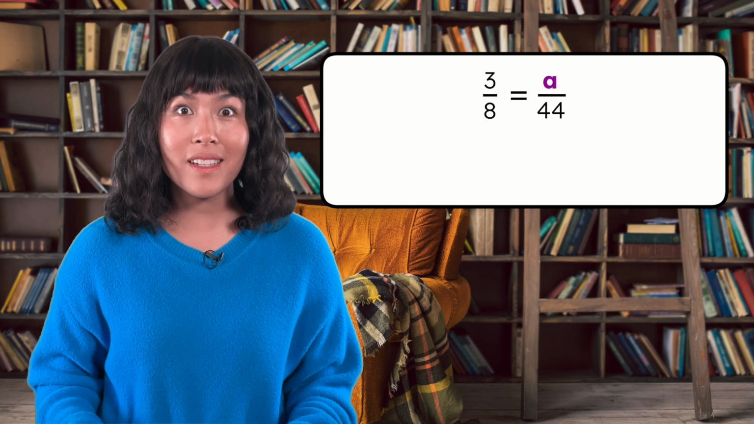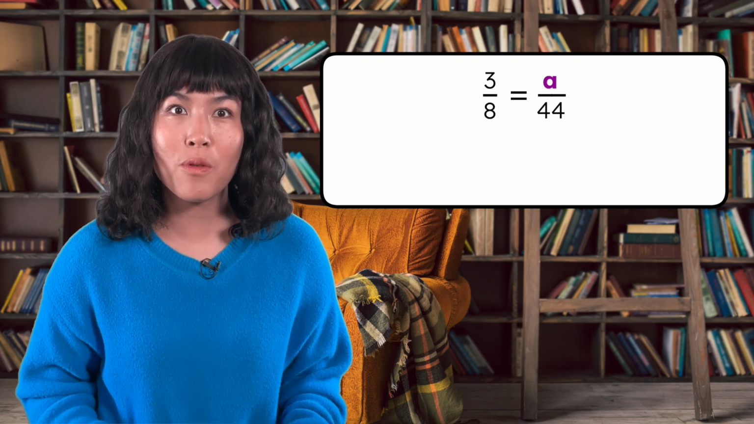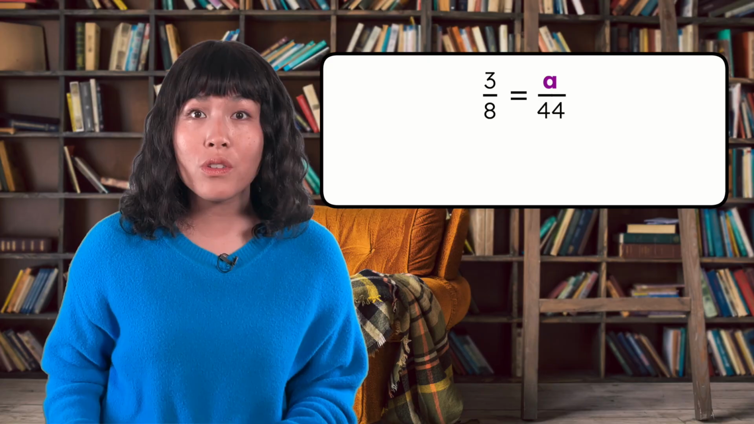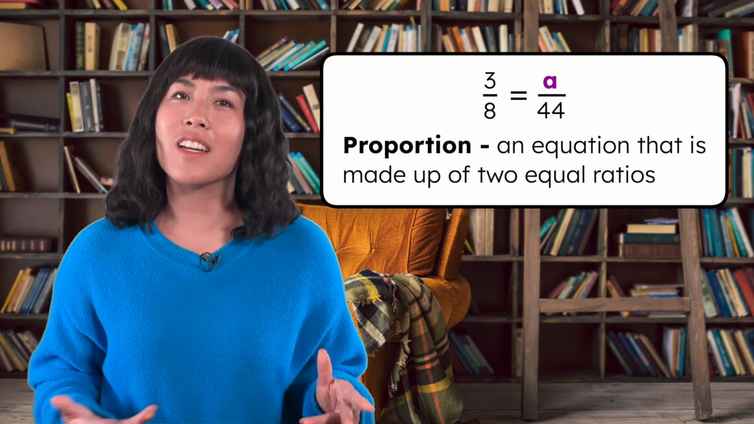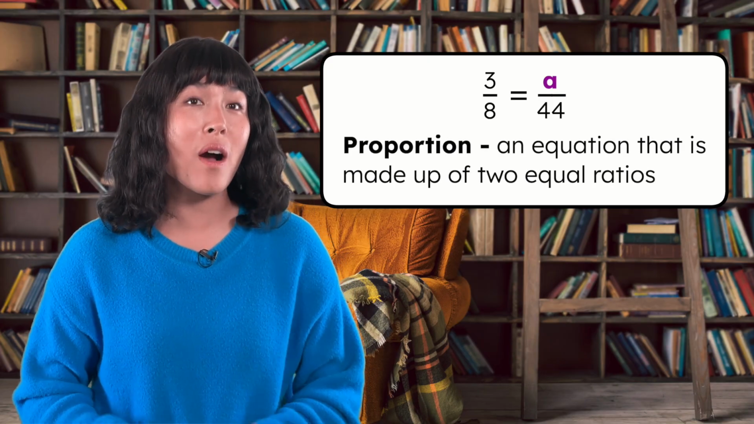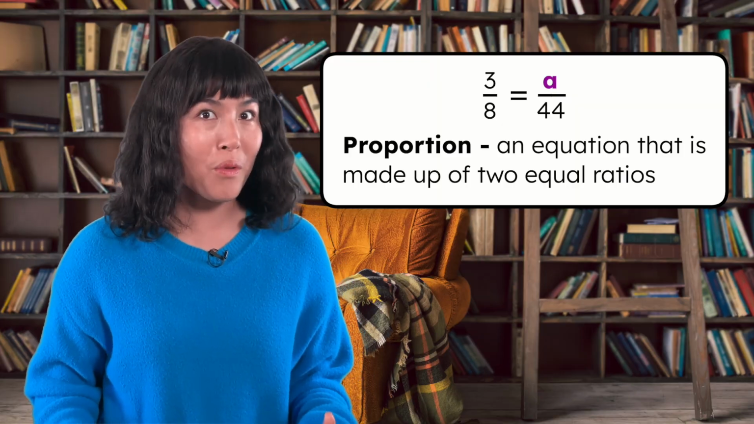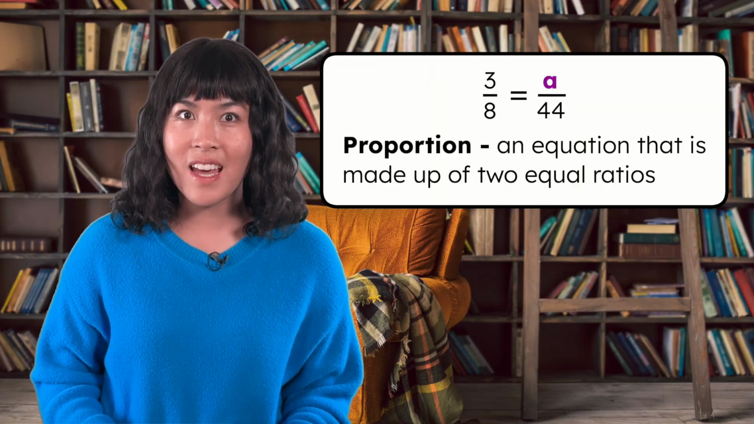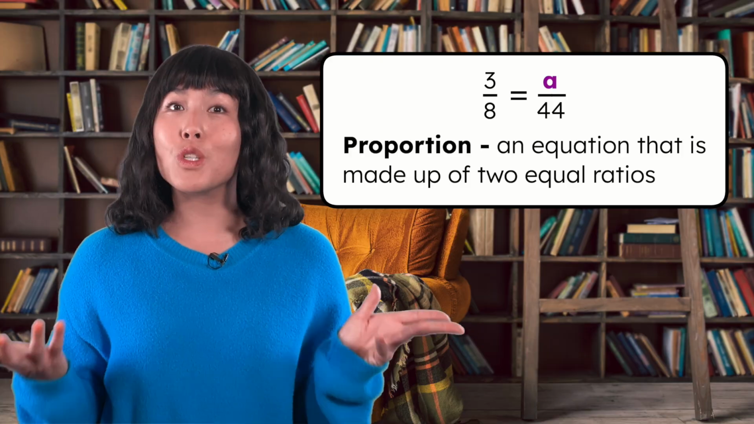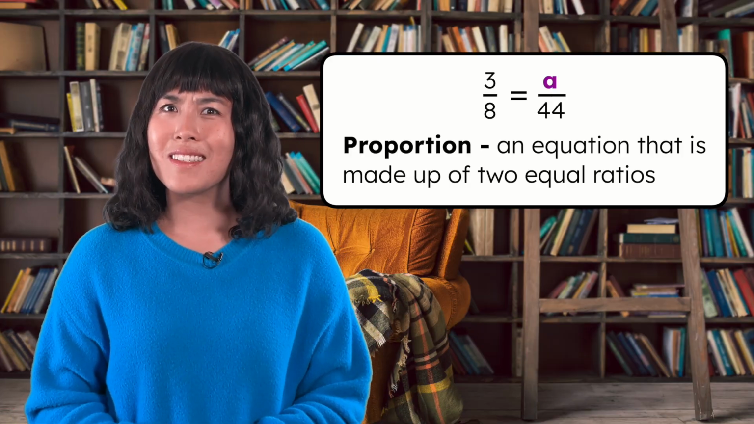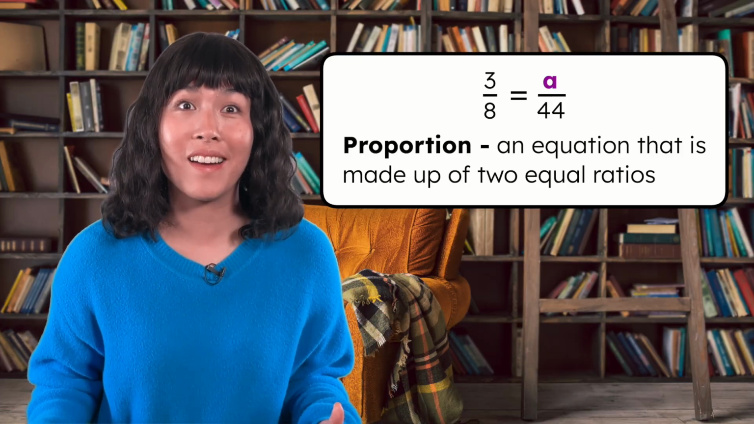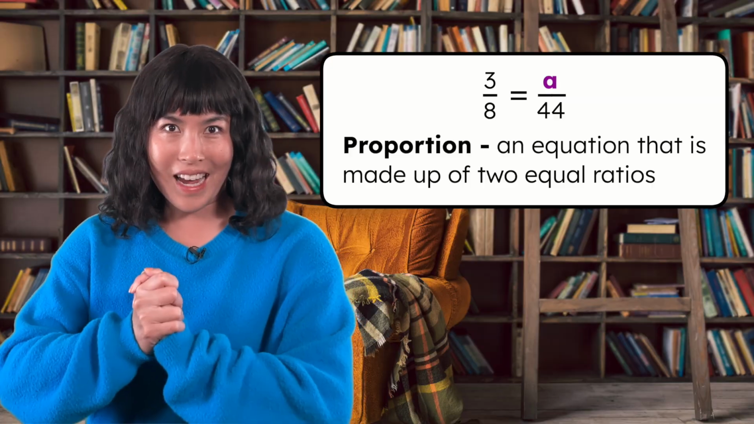Oh, you know what? This is a special type of equation called a proportion. A proportion is an equation that is made up of two equal ratios. Basically, both sides of the equation are fractions, and the two fractions are equal to each other. I think we can handle this, just like the other equations we've been working on. Let's give it a try.